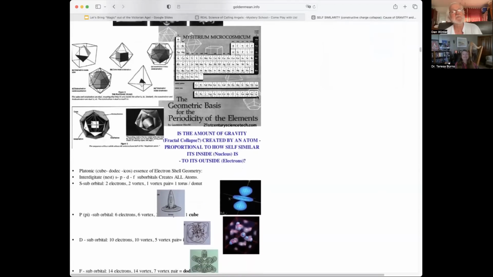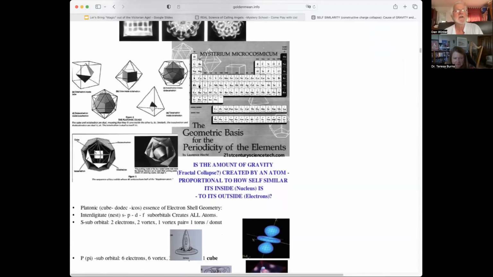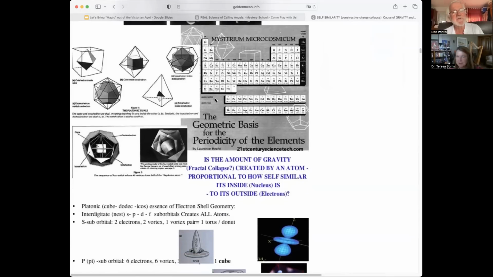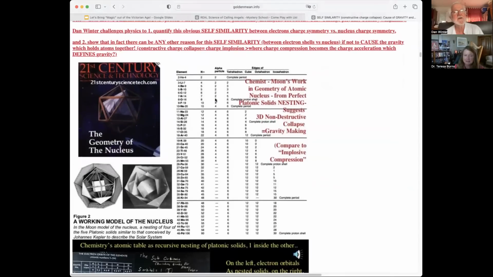But here is the geometric basis for the periodicity of the elements. So notice that the atomic table, literally here, are you seeing? Yeah. So this is from 21st Century Magazine, Lawrence Heck, very famous, that the actual Platonic nest here is the symmetry of the arrangements of the hadrons of the nucleus. So protons and neutrons nest in the nucleus to make the entire atomic table only by using tetracube octaecosa. That's clear. That's the chemist Moon's work. So make the Platonic nest, literally the star mother kit, and you finished making the nucleus.